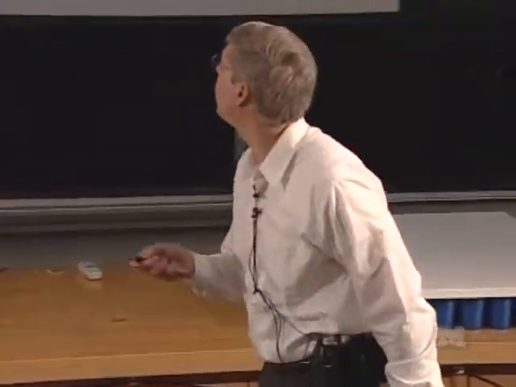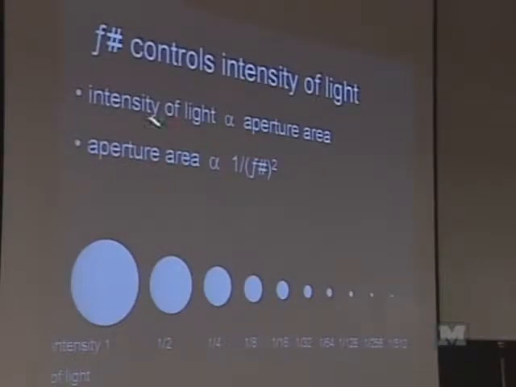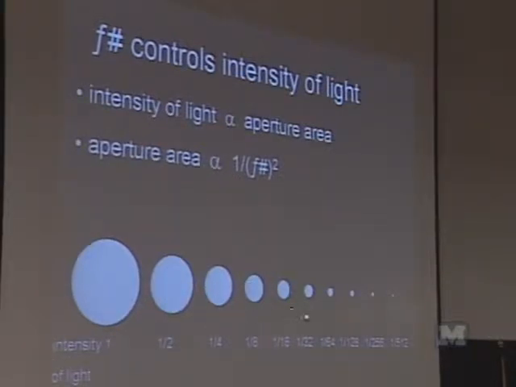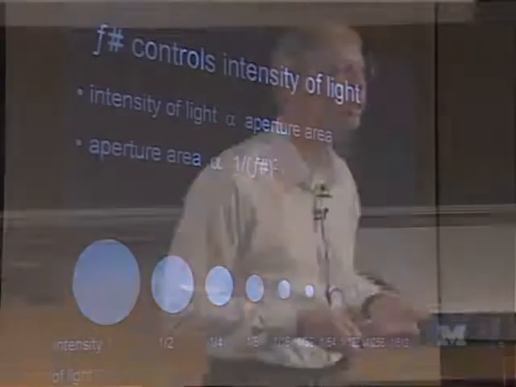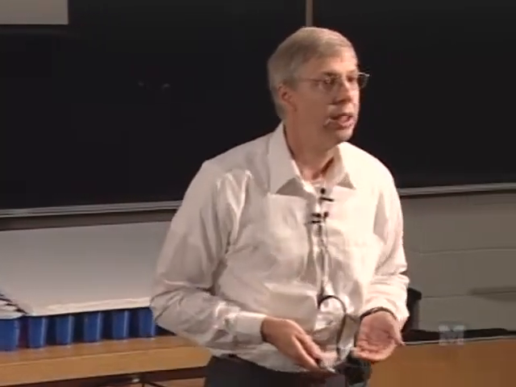It comes up because the intensity of light, the amount of light you're letting through that hole, is proportional to the area of the aperture. Not its diameter, its area. And the aperture area goes as 1 over the f number squared. So those unusual numbers turn into a nice sequence of 1, 1/2, 1/4, 1/8, 1/16, 1/32, 1/64, 1/128, 1/256, 1/512, all powers of 2.